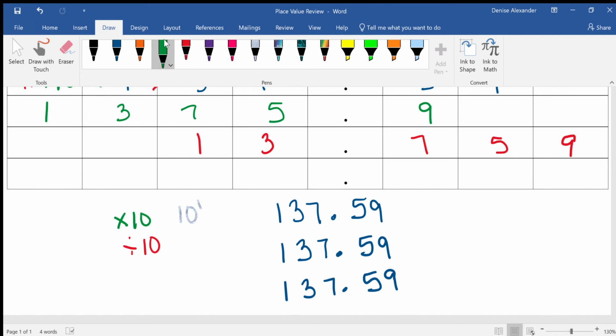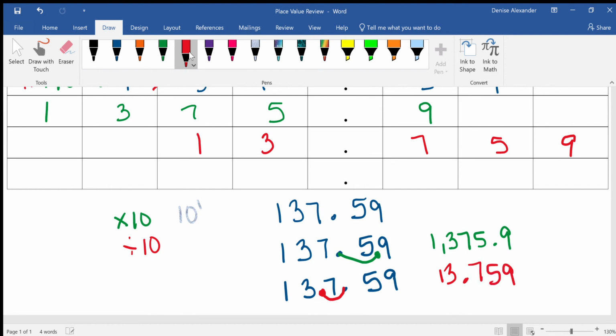So let's look at our multiplication. We're starting right here, and I need to move my decimal one place to the right because I'm making the 100 into 1,000. So I'm going to take it, and my decimal is going to bounce right. So now I have 1,375 and 9/10. Now, if I'm dividing, my decimal's moving left. So I'm going to bounce it left so that I get 13 and 759 thousandths. I'm hoping this is a good review.